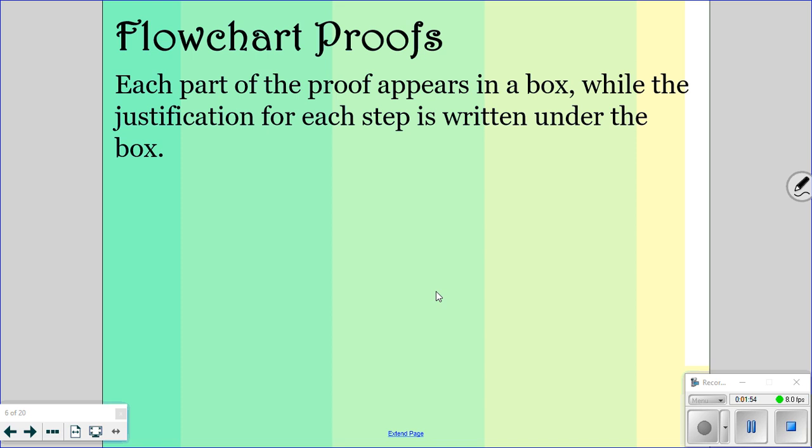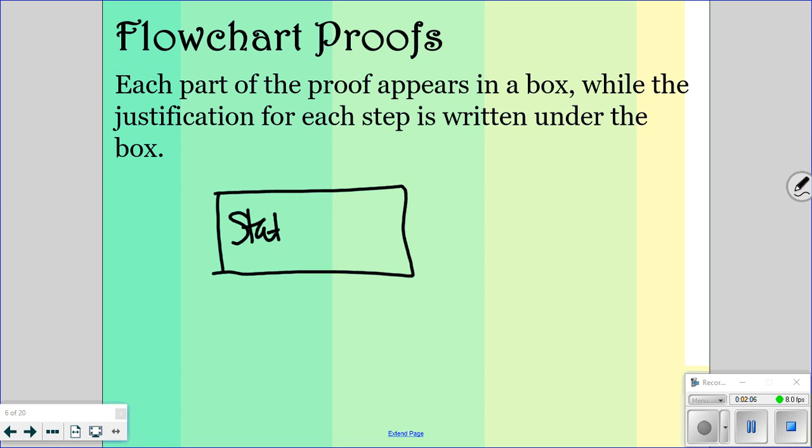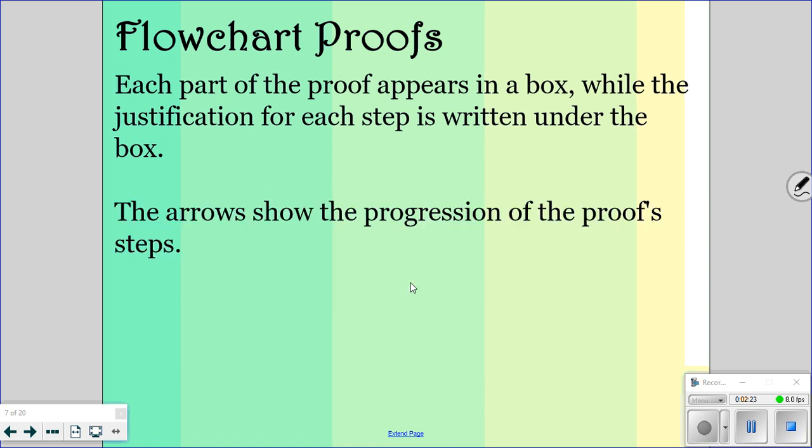Each part of your proof is going to be in a box, and then the justification is going to be written underneath the box. So in our flowchart proofs, you're still going to have statements and reasons. Your statements are going to go inside of the box, and your justifications, your reasons, are going to go underneath. The arrows are going to show the progression, so you're just going to follow your arrows to see where you go next.